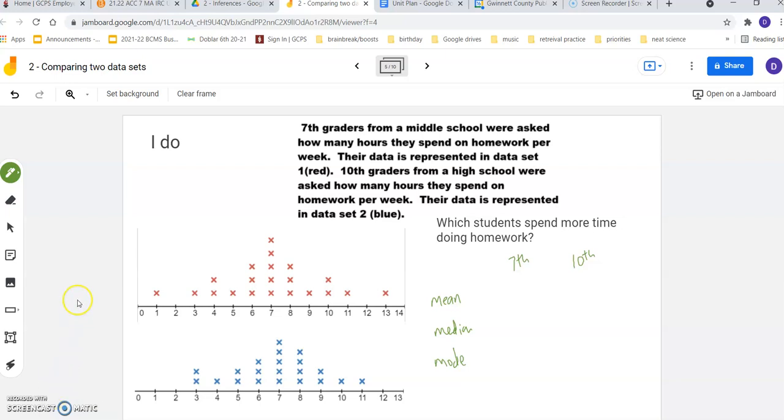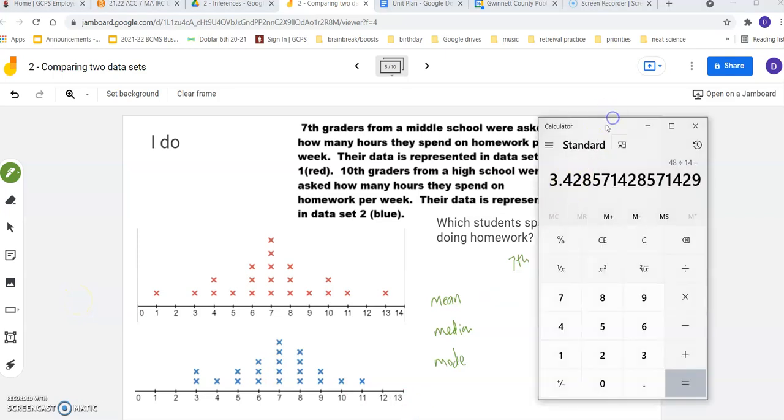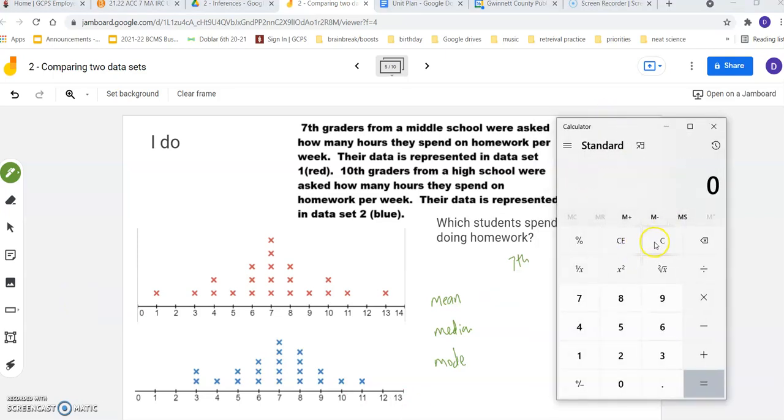I don't want to make you watch me calculate these means if you don't want to. It's just a matter of calculating. Remember, mean, you add up all the different values and then divide by how many there were. So let's see how many people were asked.